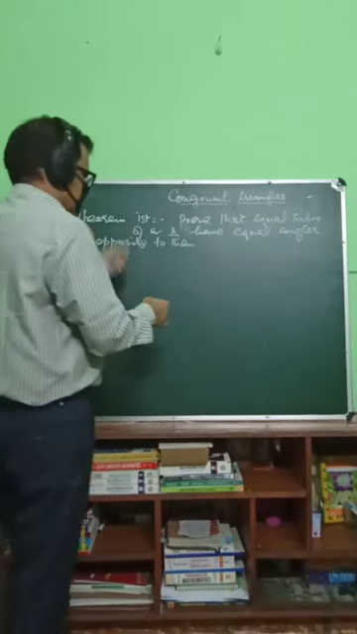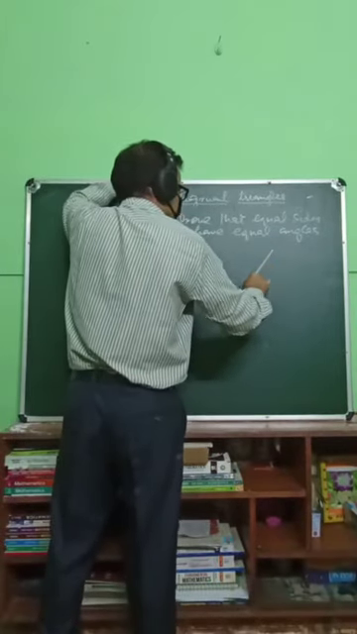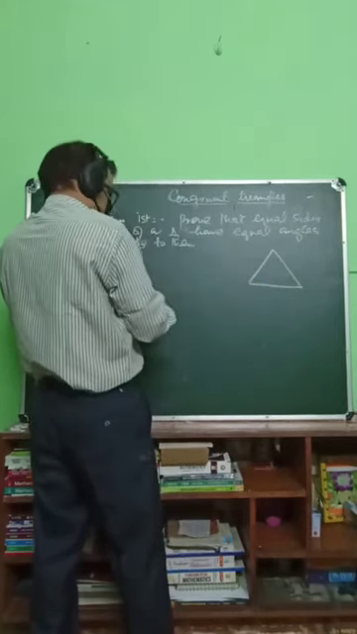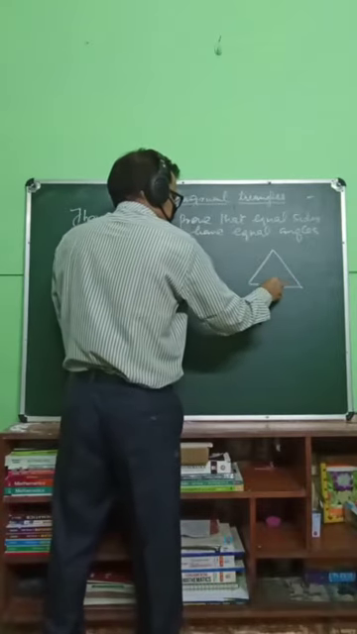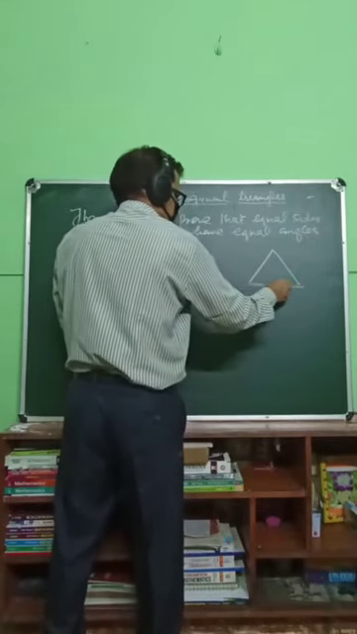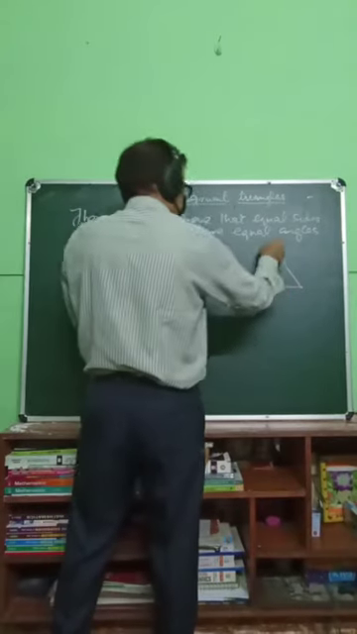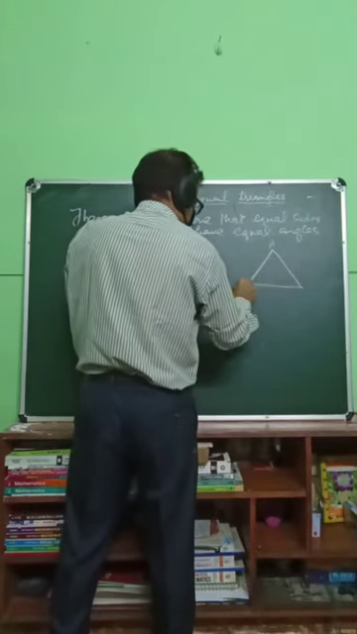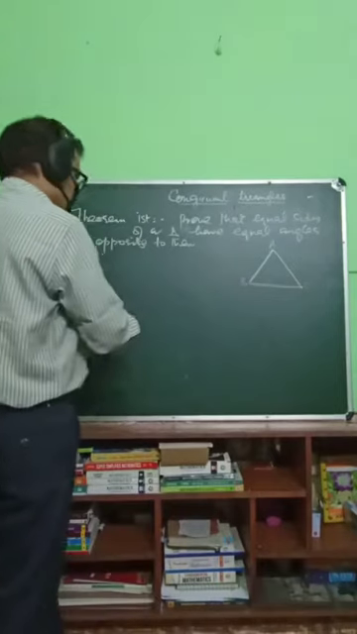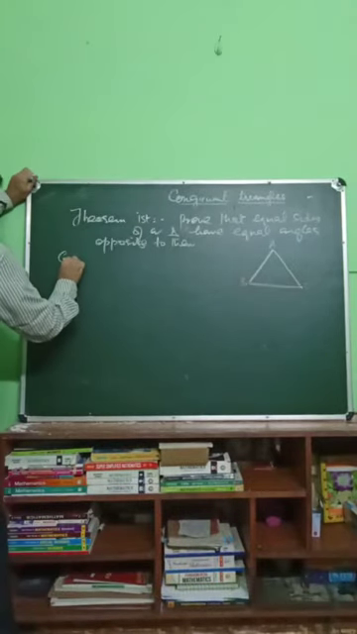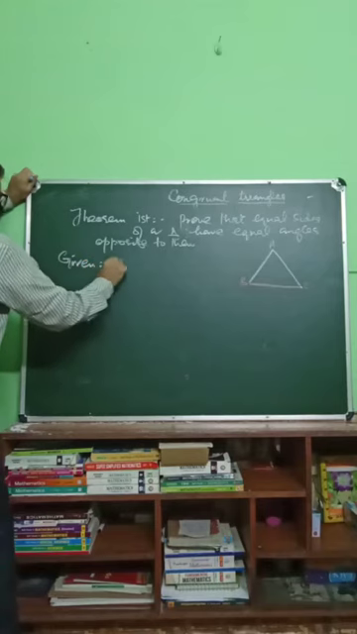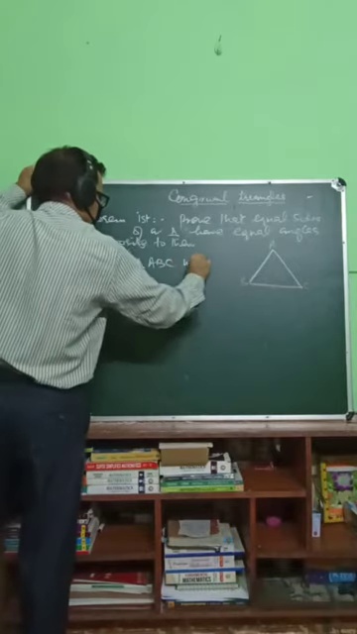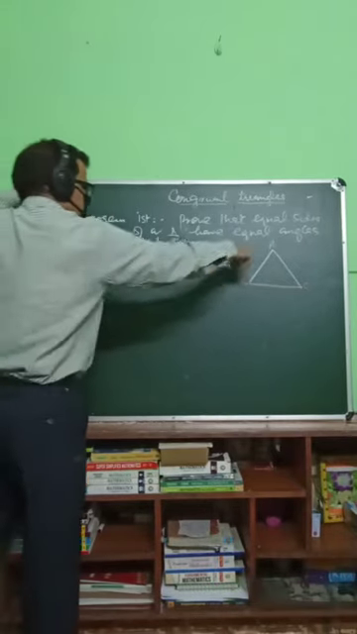So let us make a triangle ABC, its two sides are equal. ABC is a triangle. So let us make this side of another color. This is A, this is B, this is C. So given, what is given? A triangle ABC in which AB is equal to AC.